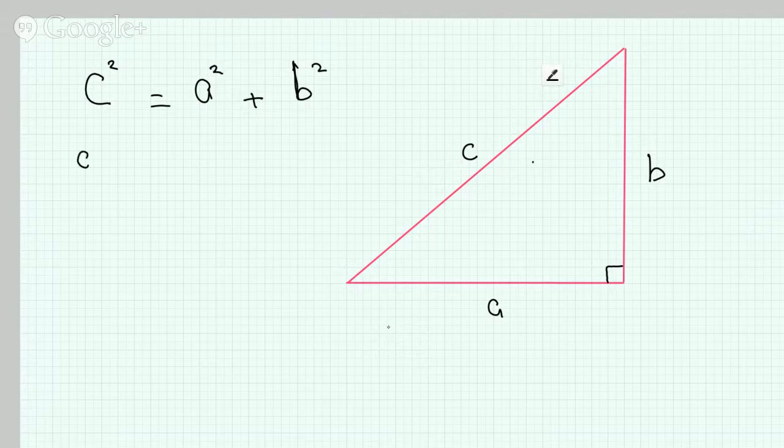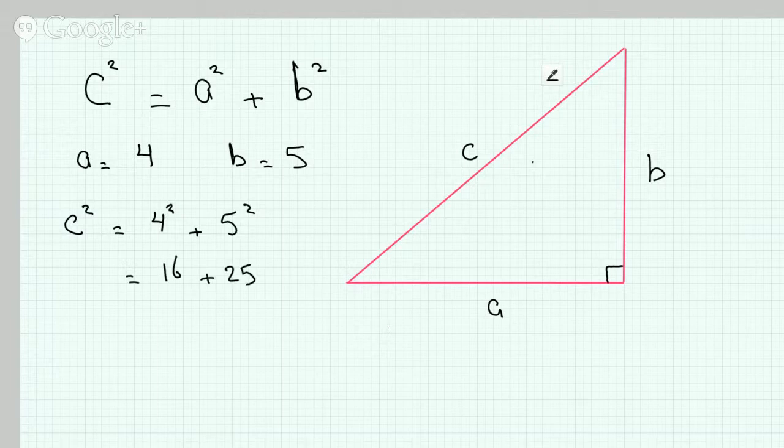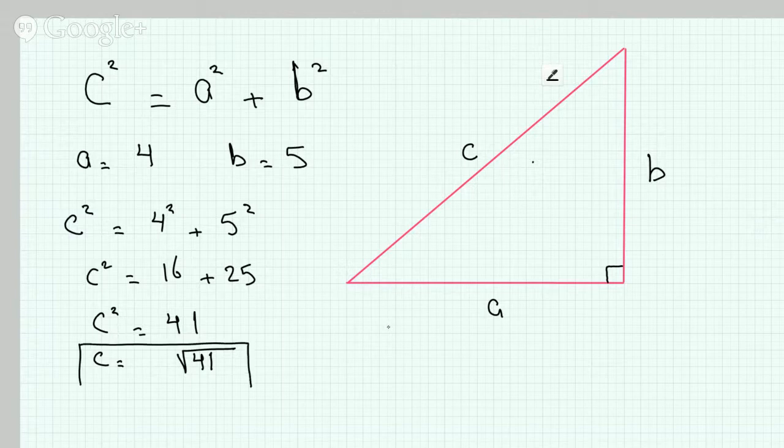For example, if we know that A is 4 and B is 5, we can simply say C squared equals A squared, which is 4 squared, plus B squared, which is 5 squared, and that would give us 16 plus 25. So C squared would be 41. And therefore, C would be plus or minus the square root of 41. But because we are talking about the side of a triangle, the length cannot be negative. We take the positive answer. So C would be the square root of 41.